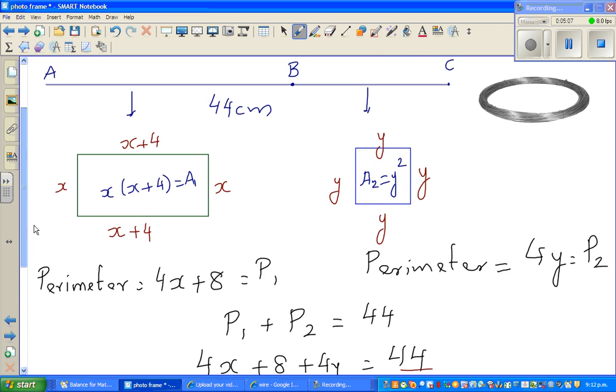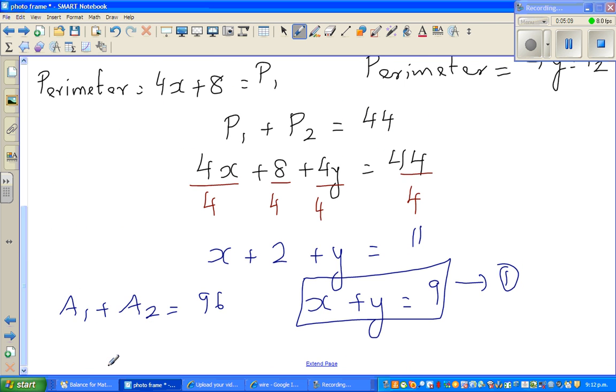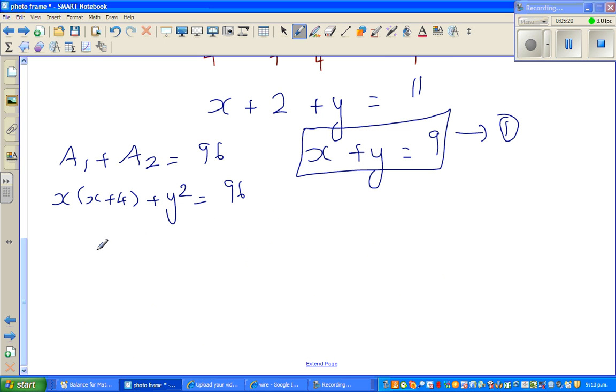So what is A1? A1 is x times x plus 4. So you can say x times x plus 4 plus y squared is equal to 96. So this becomes x squared plus 4y plus y squared. Sorry, it's always good to check what mistake I did. Can you find the mistake? Very clear, x times x is x squared and x times 4 should be 4x, plus y squared is equal to 96. So what should I do next?